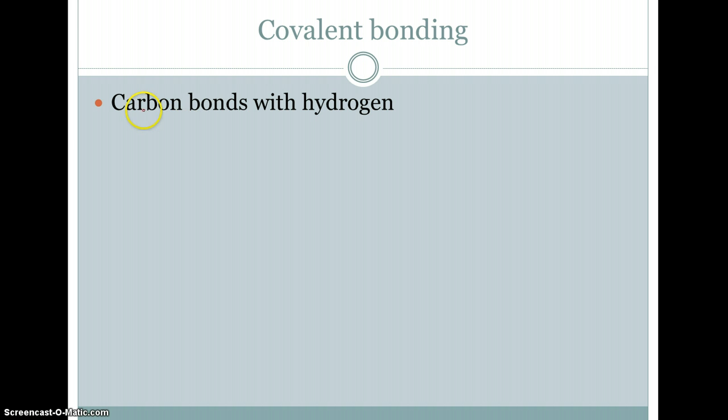Now, when we bond carbon with hydrogen, they're both nonmetals, so they're not going to become ions. And if we look at carbon, it has 1, 2, 3, 4 valence electrons, and hydrogen has 1 valence electron. So what happens is carbon is actually going to bond with 4 hydrogens.